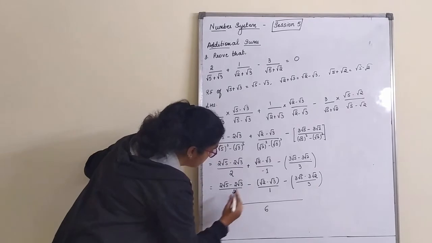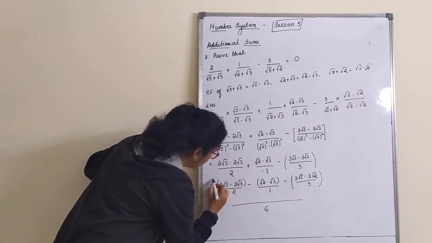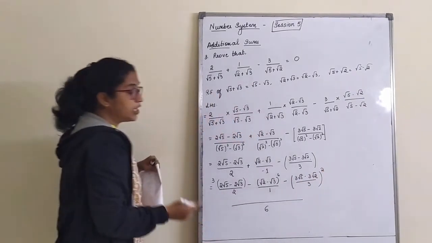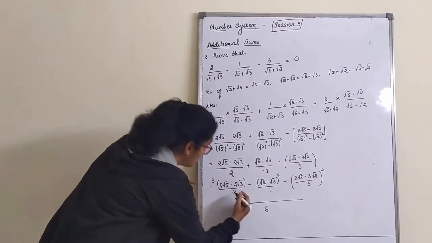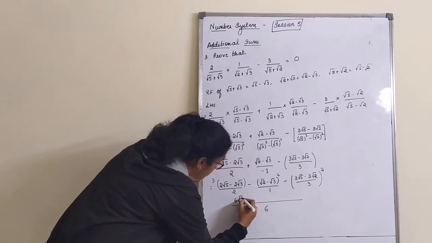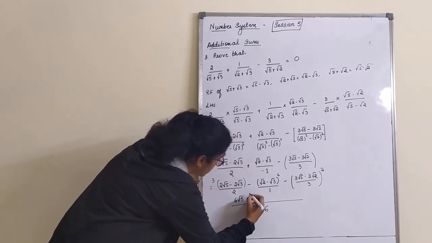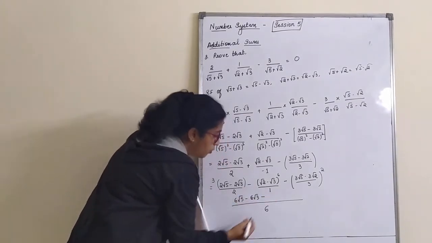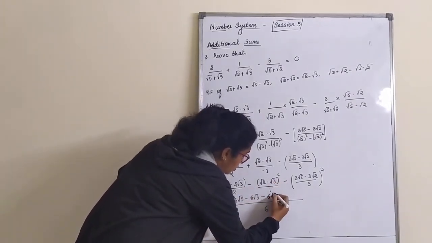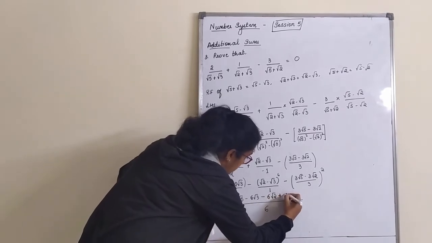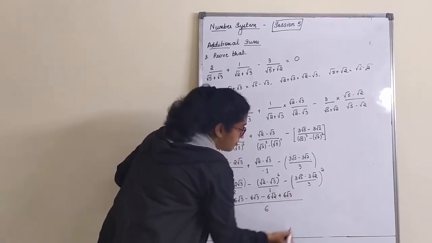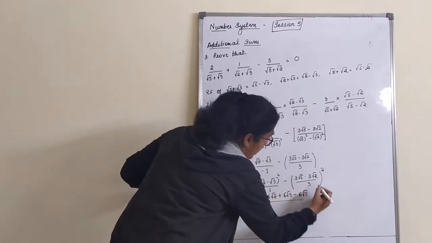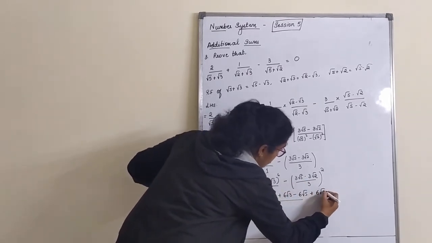So if LCM is 6, I have to multiply this by 3. I have to multiply this by 6. I have to multiply this by 2. Let's do that. 3 2s are 6 root 5, 3 2s are 6 root 3, minus, we'll open the bracket, 6 root 2 minus minus plus 6 root 3, minus 3 2s are 6 root 5 minus minus plus 6 root 2.